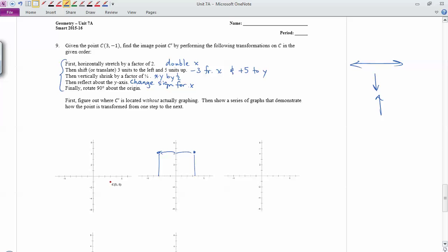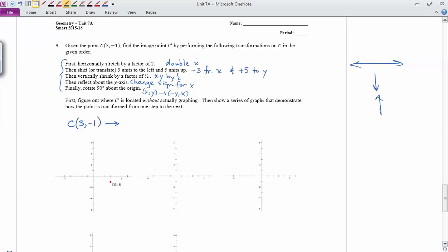And then the last thing, rotate 90 about the origin. That's the one where you take (x, y). We just did this. Take (x, y) and turn it into (negative y, x). Okay, so let's apply that by starting with our point C. So C is at (3, negative 1).